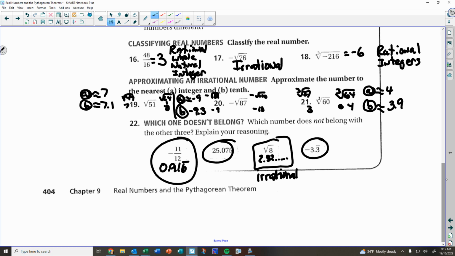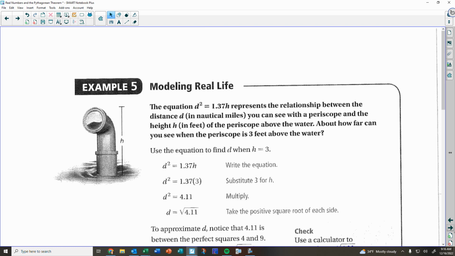Today, that pink sheet of paper for the self-assessment, on the back, this is 9.5. Okay, 9.5. We're almost done. Today, we're going to finish up the last example in 9.5, which deals with the real-life story problem.